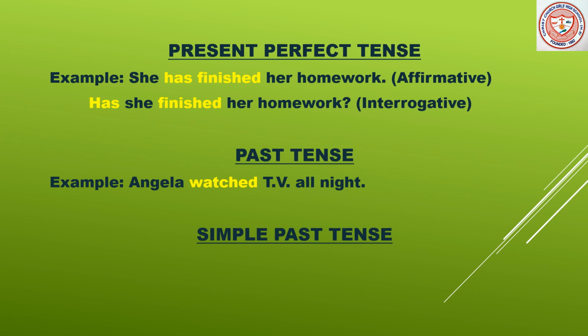Let us go through the example. The rain stopped at 9 p.m. In this sentence, the simple past is used to indicate an action completed in the past. So, we have used the past form of the verb stop and it is an example of simple past tense.